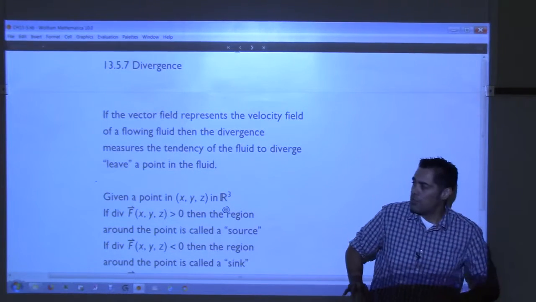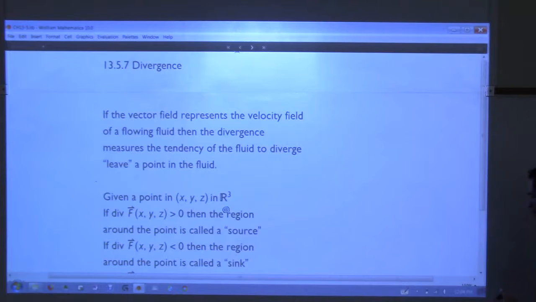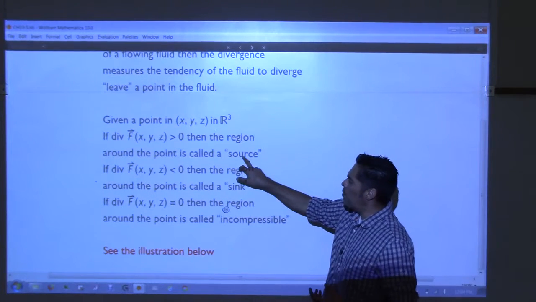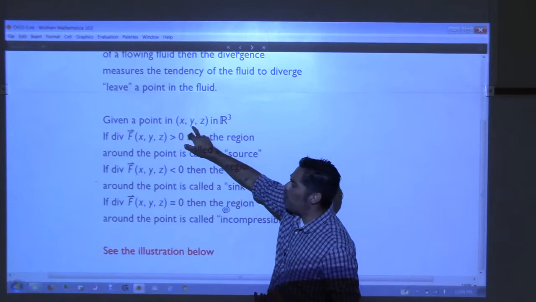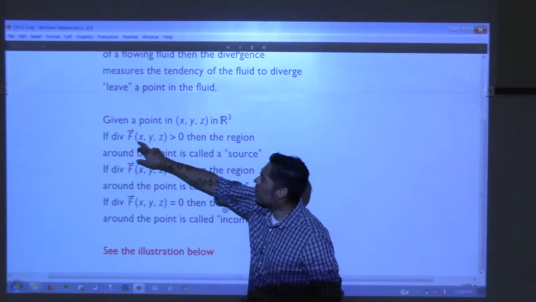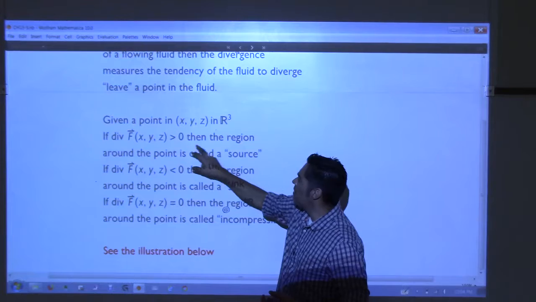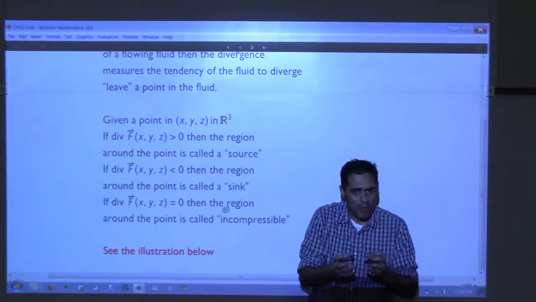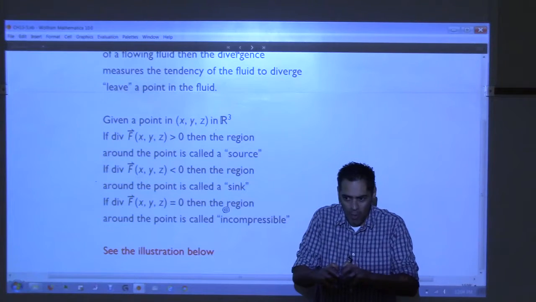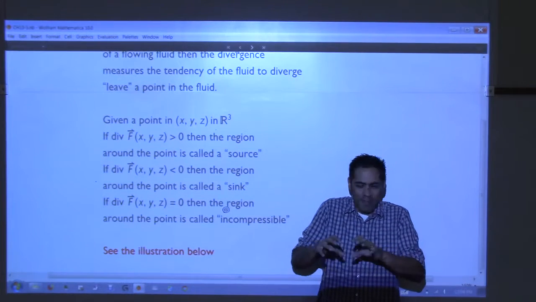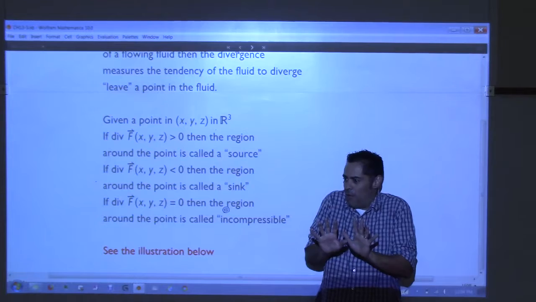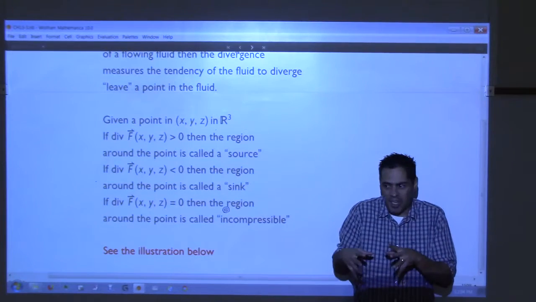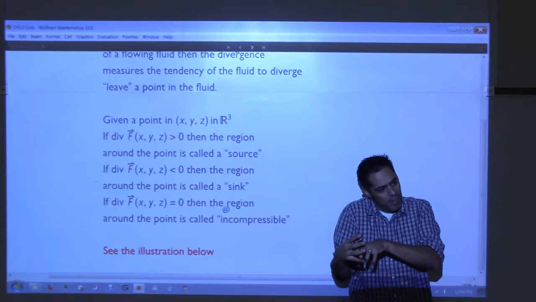Understand? So that's why we call these points either sources or sinks. If you're given a point in 3-dimensional space, you calculate the div and it's positive, then the region around the point is called a source. It's like glowing. Things want to come off of it, like heat coming off of it. Otherwise, if the div is negative, things want to go into it. It's like a sink. It's like a black hole, wanting to pull you into it.